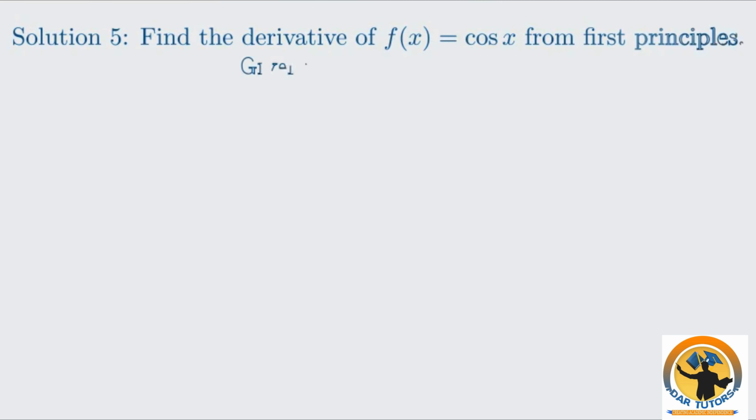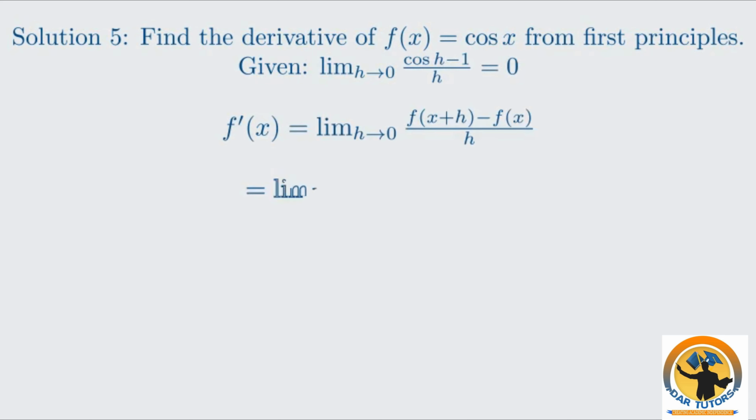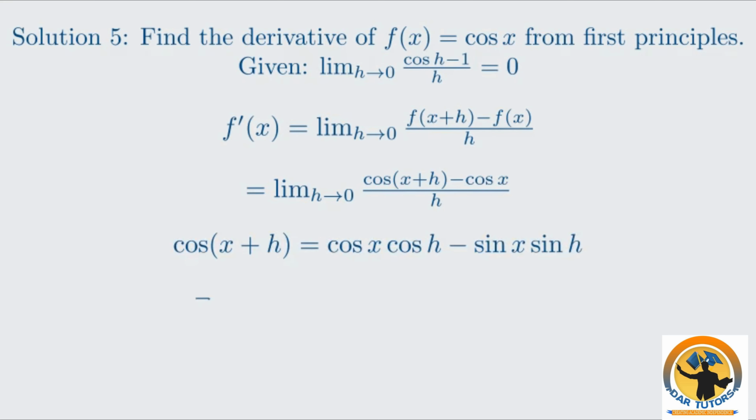Finally, let's tackle question 5. We need to find the derivative of cosine x from first principles, using the given limit. We start with the definition of the derivative. F prime of x equals the limit of the difference quotient. Now we use the cosine addition formula. Cosine of x plus h is cosine x cosine h minus sine x sine h. Substituting this in gives us cosine x cosine h minus sine x sine h minus cosine x, all over h.